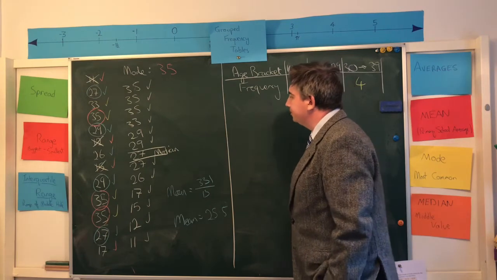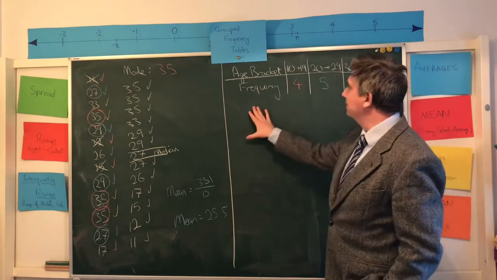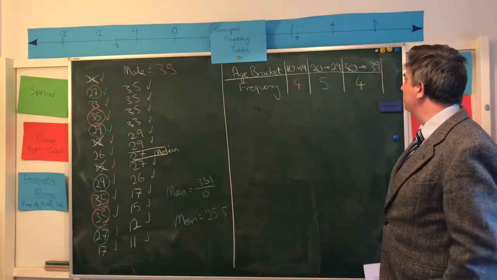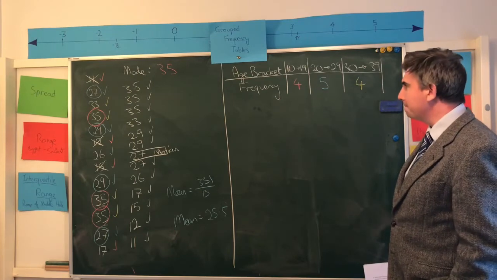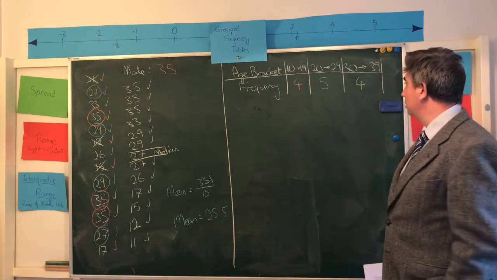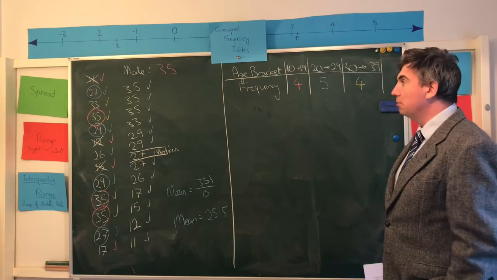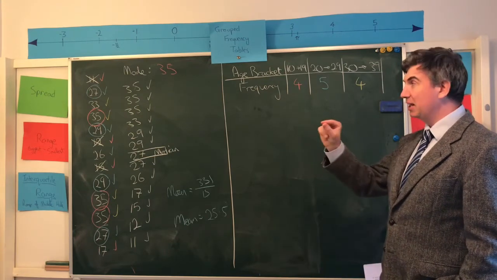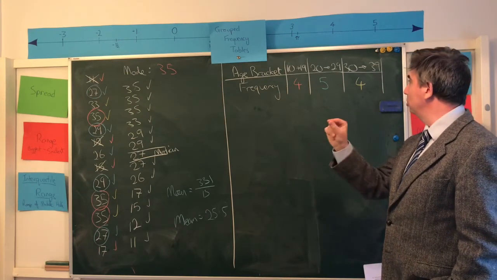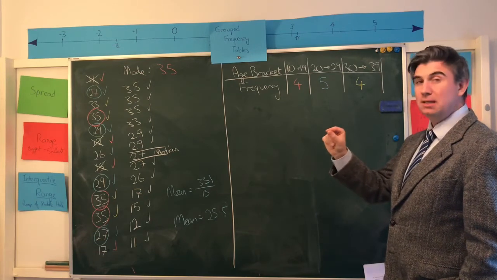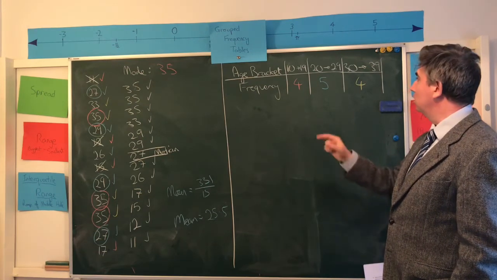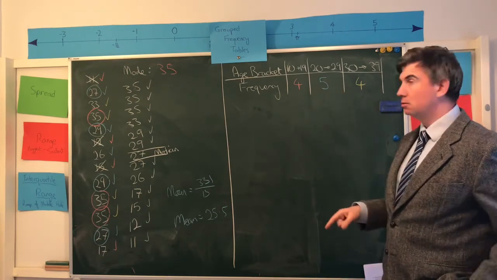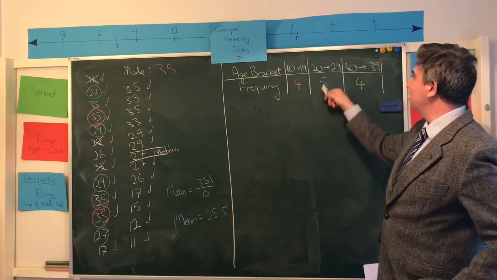Okay, so let's work out those three things in relation to our grouped frequency table. Mode. So we don't know what the mode is anymore. We cannot specify a particular mode. Okay, we can say the modal age bracket was 20 to 29. So that would be the modal age bracket.